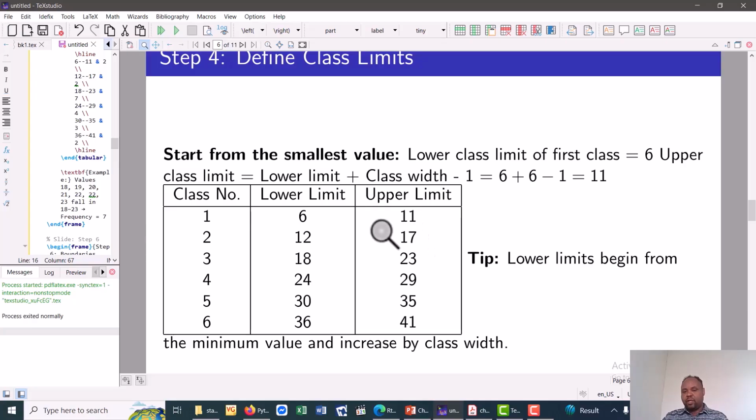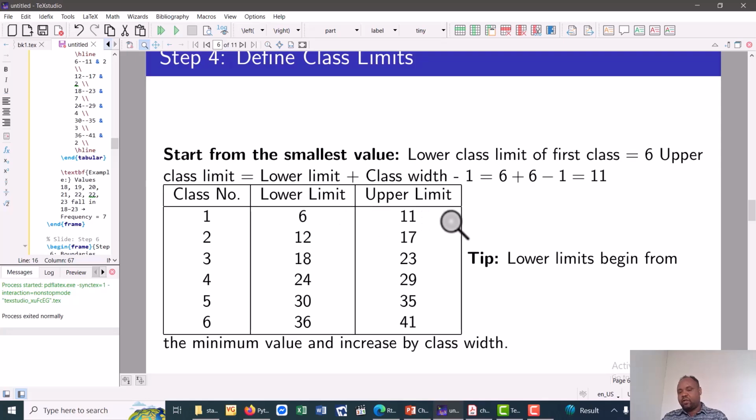For example, to obtain the upper class limit of the second class, we add 6 to the upper class limit of the first class, which is 11 plus 6, 17. This is now the upper class limit of the second class. The same is true for the others. Therefore, this table now shows the number of classes corresponding to the class limits.